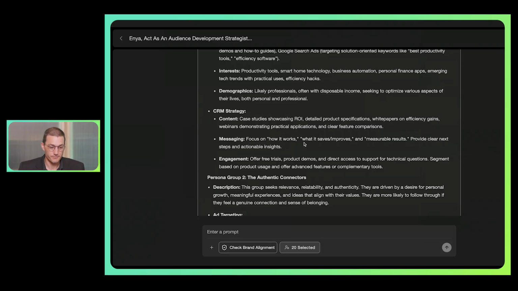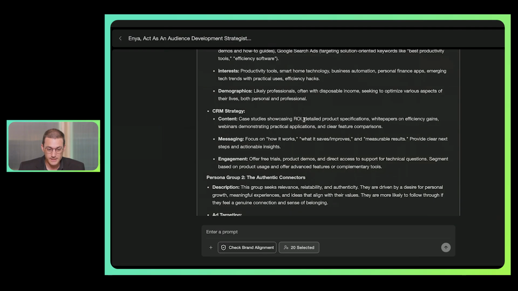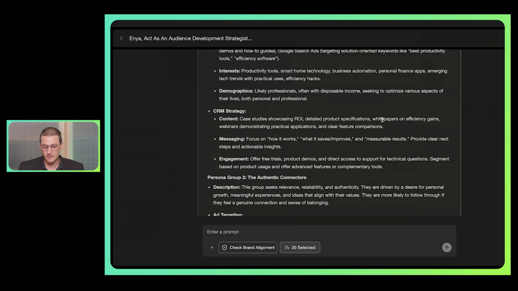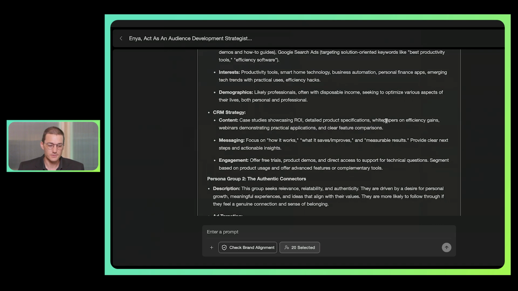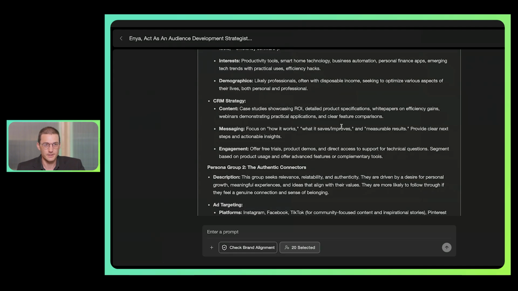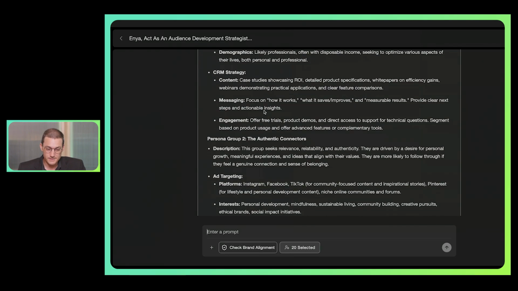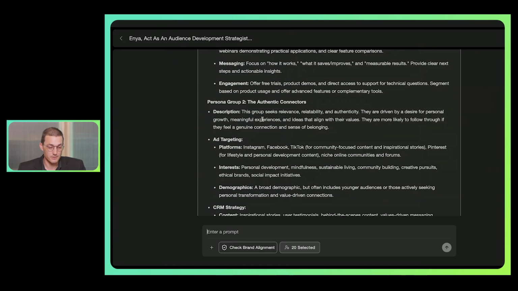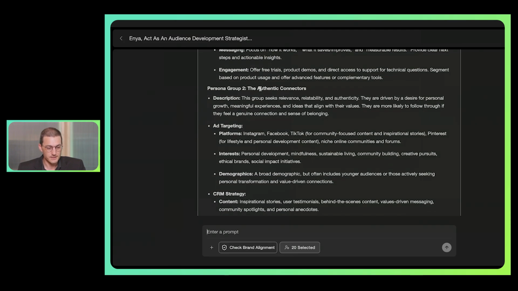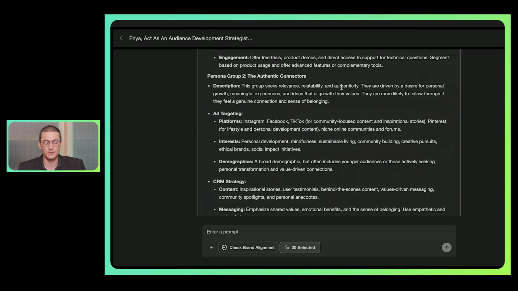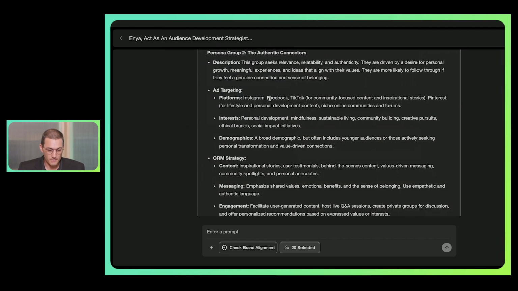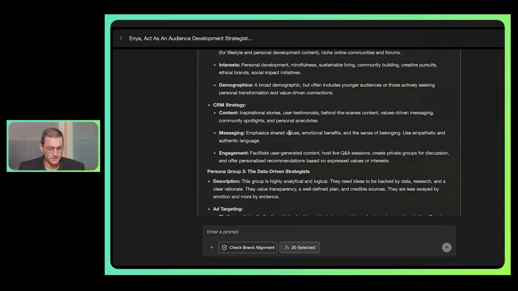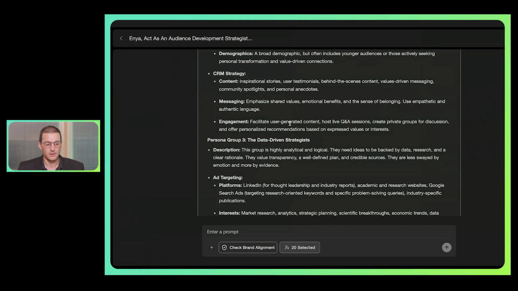A CRM strategy, including notes on providing case studies, showcasing ROI, detailed product specifications, white papers on efficiency gains, webinars demonstrating practical applications and clear feature comparisons, and also messaging and engagement strategies around that. Persona group 2, the authentic connectors, seek relevance, relatability, and authenticity, and they're driven by a desire for personal growth, meaningful experiences, and ideas that align with their values. Again, platforms, interests, demographics, a CRM strategy, all broken down based on real correspondence between these personas.